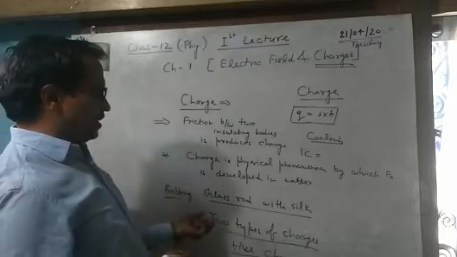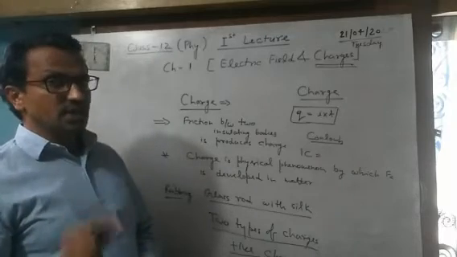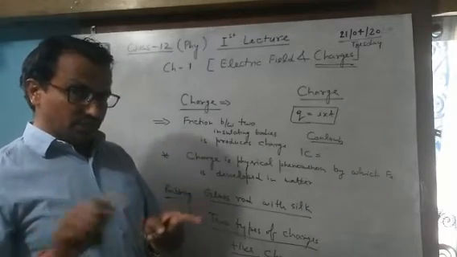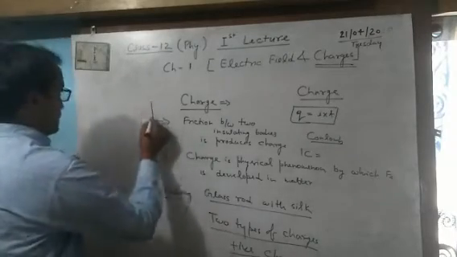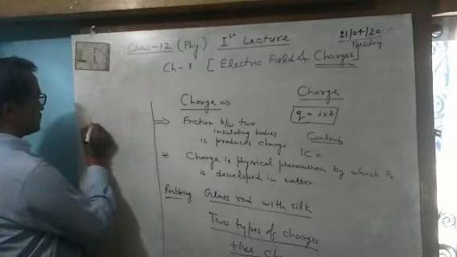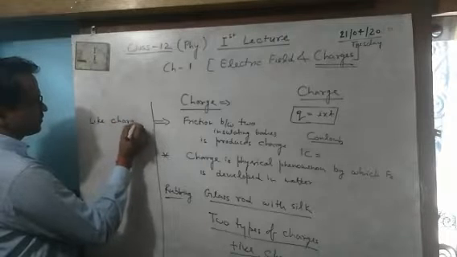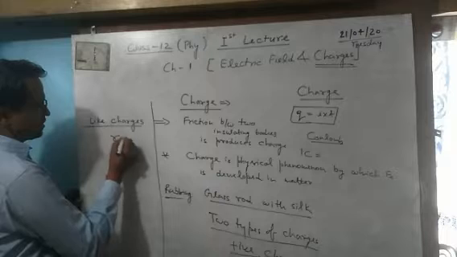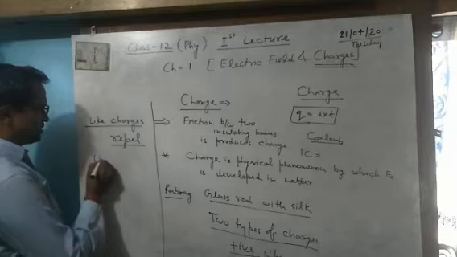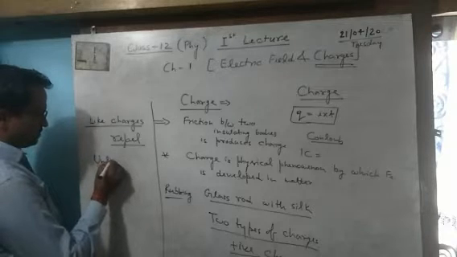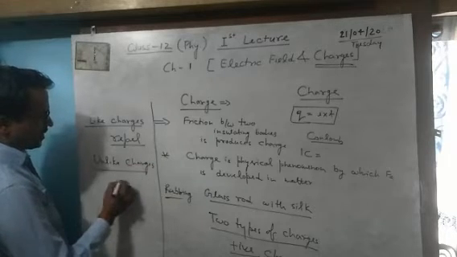And in this example, if both glass rods acquire the same nature of charge, they repel each other. This means we can say that like charges repel each other, and unlike charges attract each other.